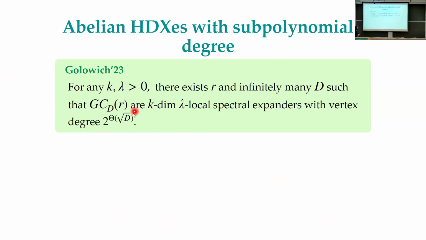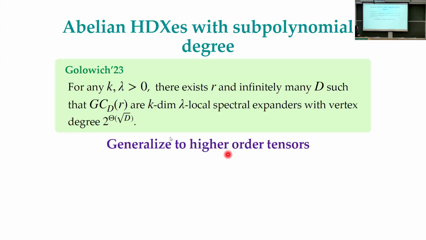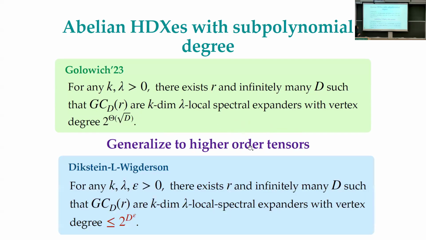Golowich is able to prove that such a construction gives you a d-dimensional lambda local spectral expander that first achieves arbitrary lambda, and second, has sub-polynomial degree. It's like 2 to the square root of d, so it's really nice. What we do is generalize this construction to higher order tensors and use a slightly more complicated distance function. We're able to further reduce the degree to 2 to the d to the epsilon for arbitrarily small epsilon. So this is what we get for local spectral expanders.